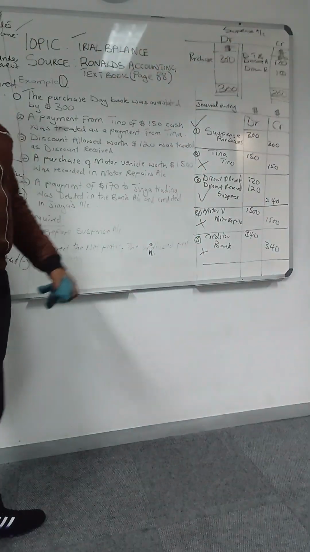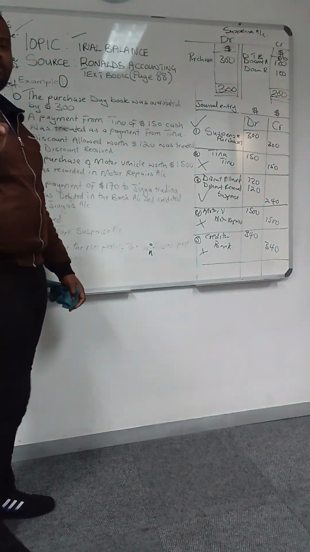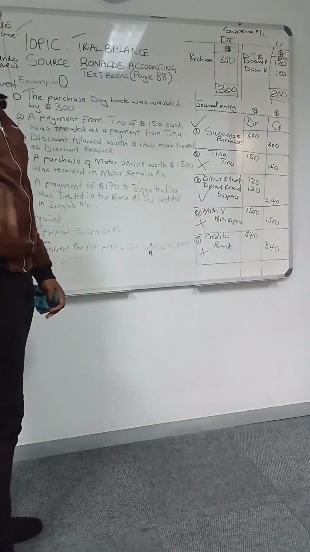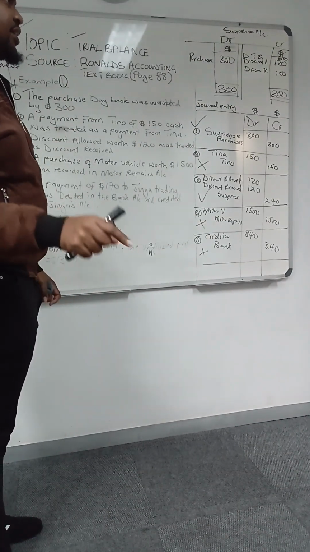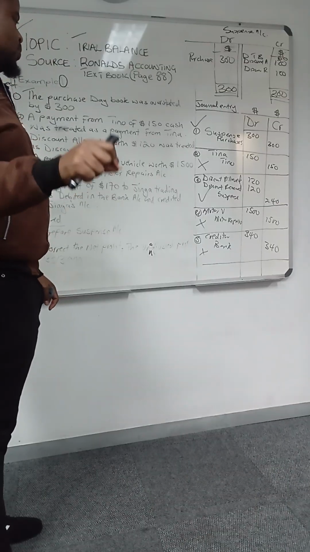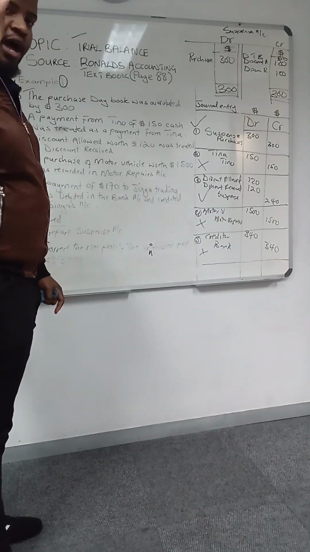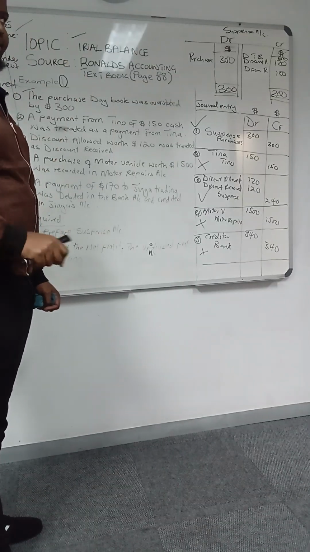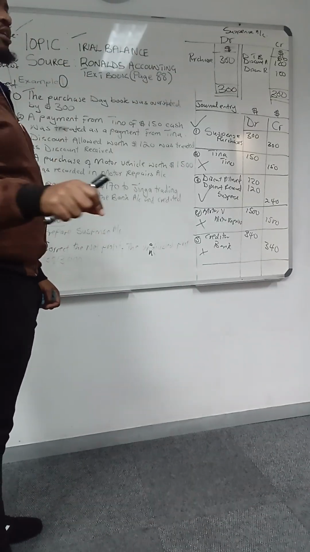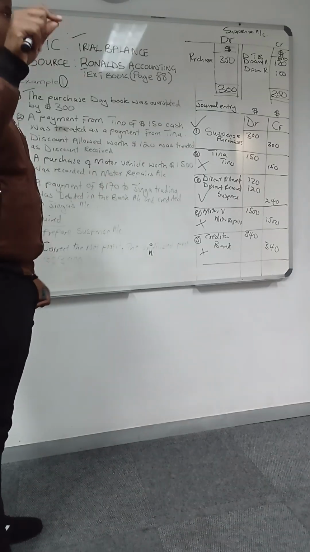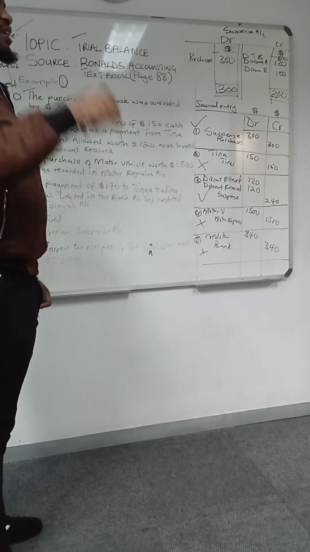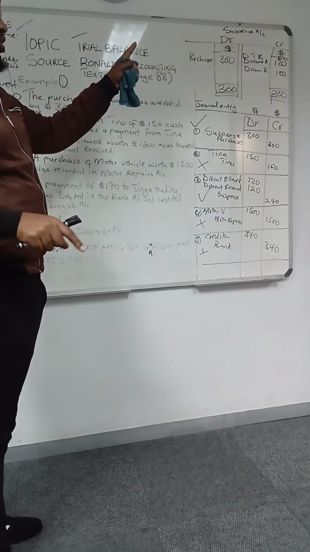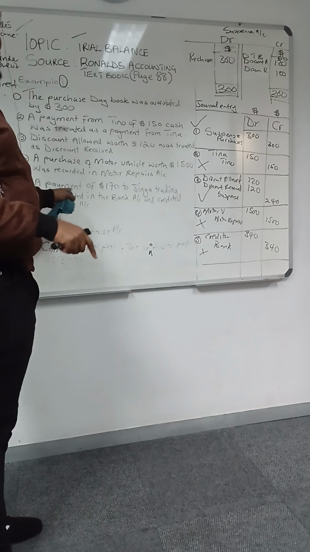Right, welcome back. In this video, I'm now going to do an example of how to correct net profit after errors. As I said in my previous video, I'm going to use the same example that I used when I was doing suspense and journal entry, which is this example.